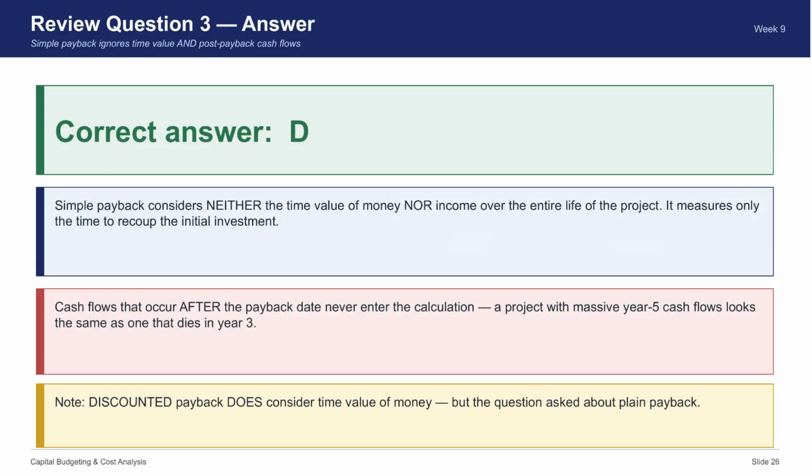Answer. D. Simple payback considers neither the time value of money nor income beyond the payback period. It simply measures how long it takes to recoup the initial investment, treating all cash flows equally. Note that discounted payback does account for time value, but this question focused on simple payback.